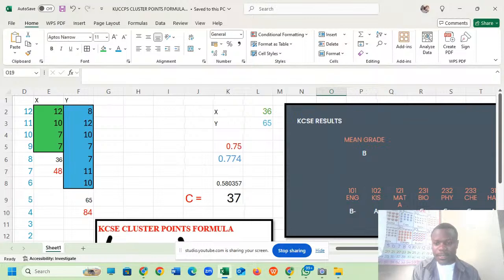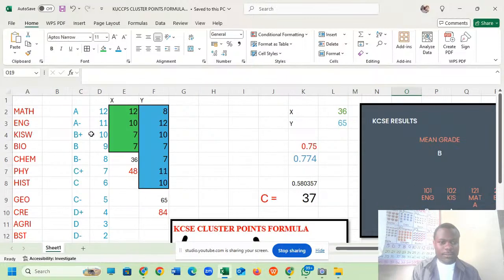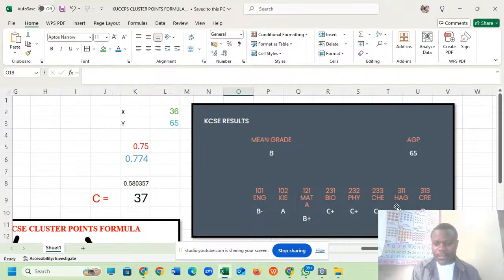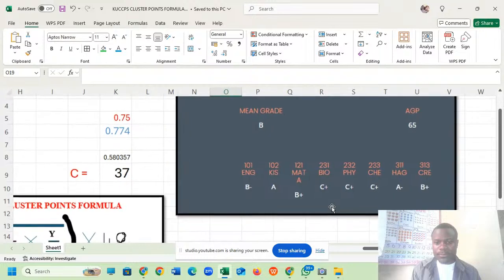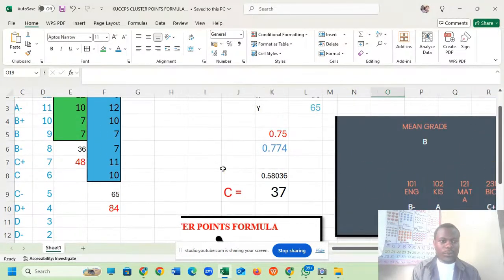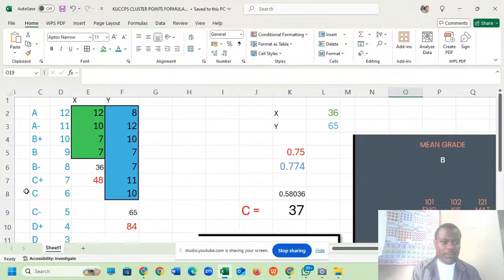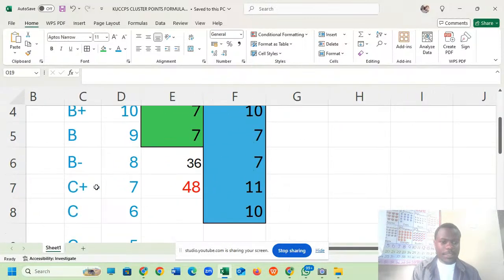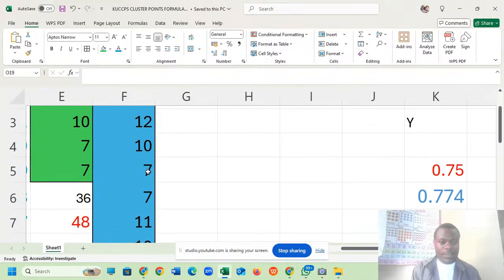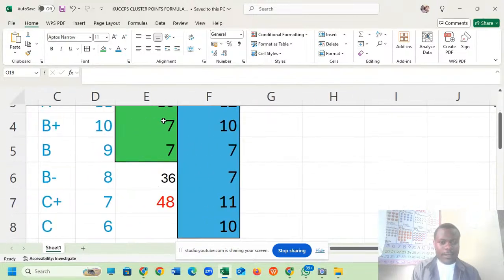He has a B plus, which is equivalent to 10 points. So we shall pick the 10 points and two best performed sciences. All the sciences he had a C plus, all of them. So here we have all of them C plus. We shall pick two. C plus is equivalent to 7 points. So we shall have 7, 7 here, then 7.